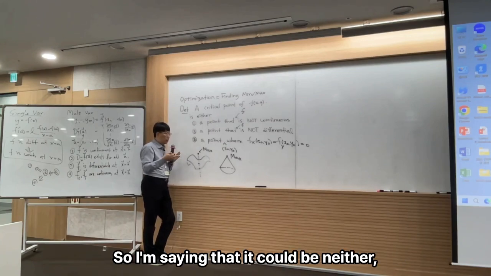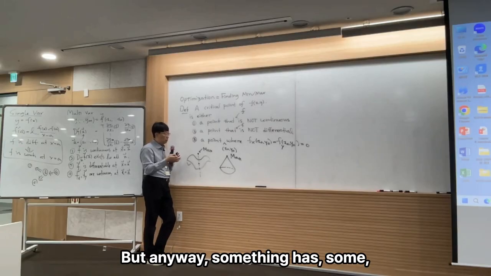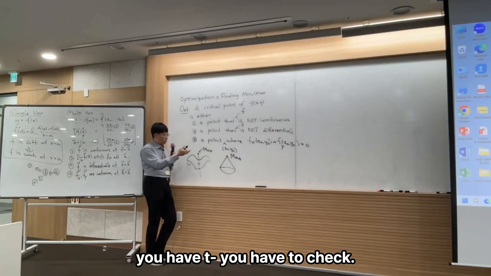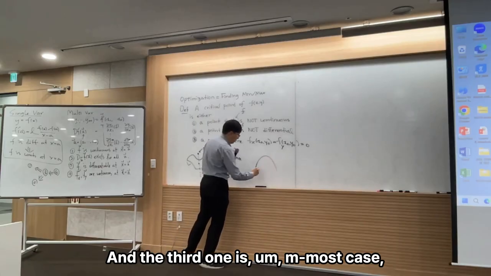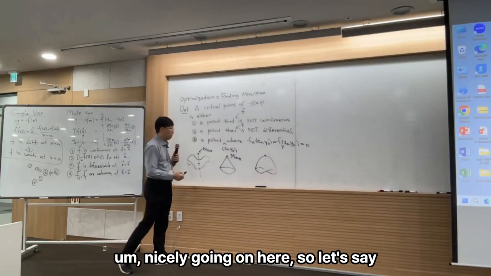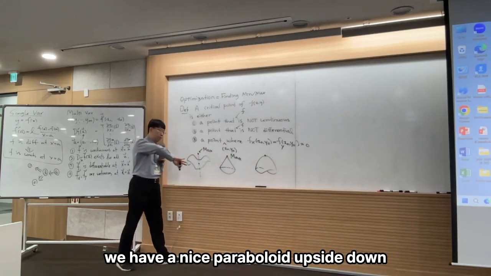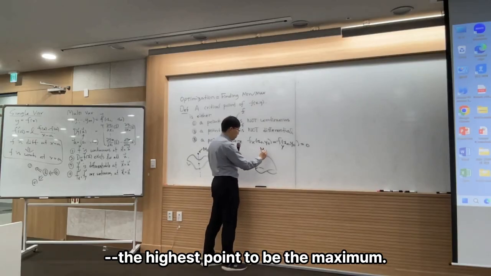So I'm saying that it could be neither. It could be neither max nor min. It means it's a saddle. But anyway, you have to check. And the third one is the most common case, something that's nicely behaved. So let's say we have a nice upside-down paraboloid, and we have a tip, the highest point, to be the maximum.